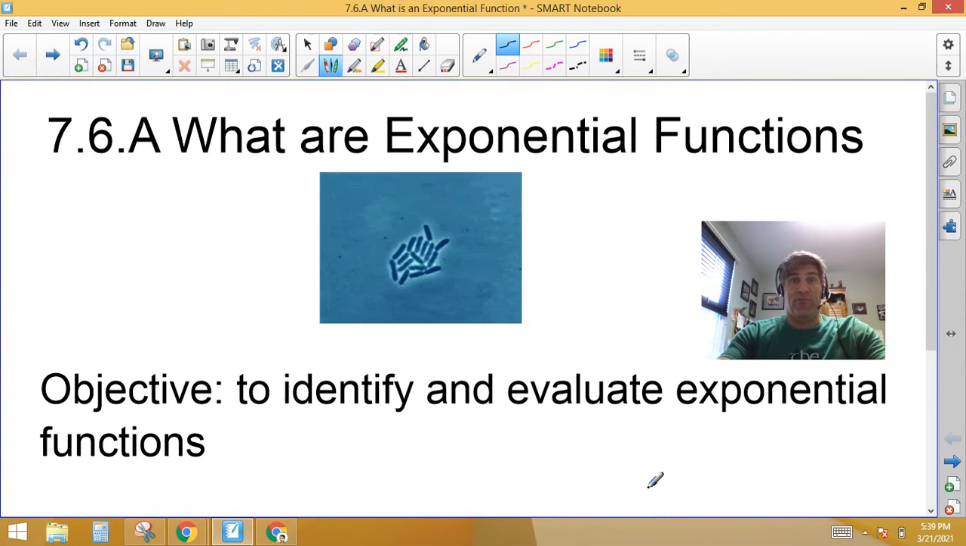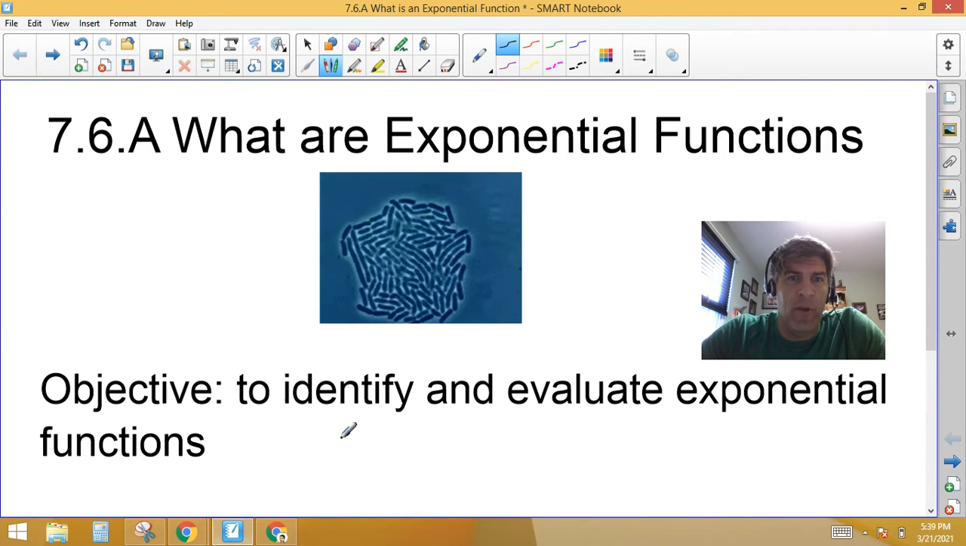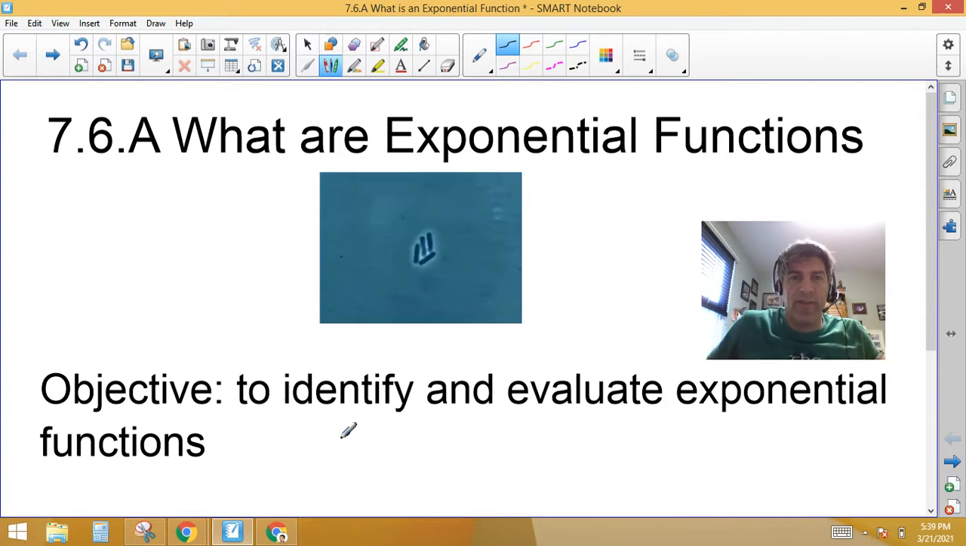What is an exponential function? Today we're going to talk about what ways we can identify an exponential function. How is it different than a linear function, something we did back in chapter 5? And we're going to start evaluating them.